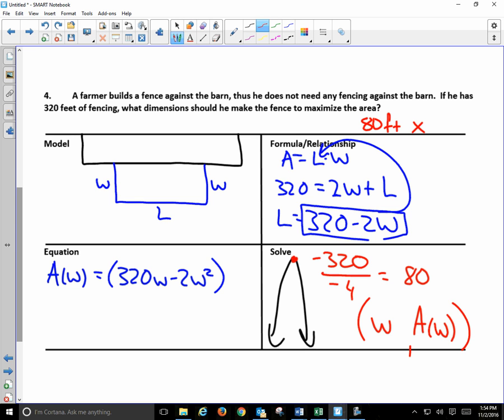By, what are you doing, Braden? Back into where? Okay, so this tells me, it spells it out. You're wondering what the length is? It's speaking to you. I am the length. I am 320 minus twice the width. Okay?